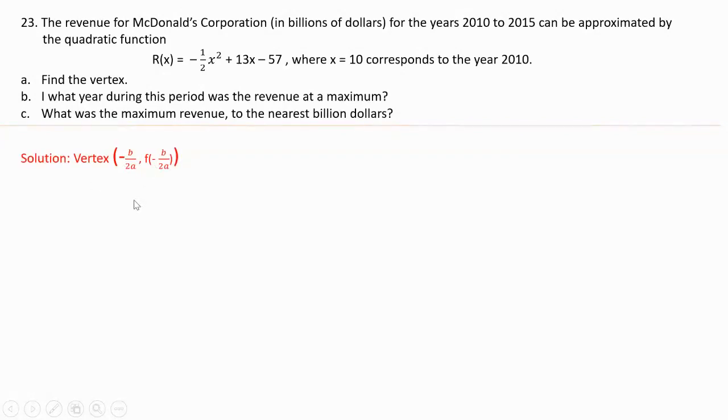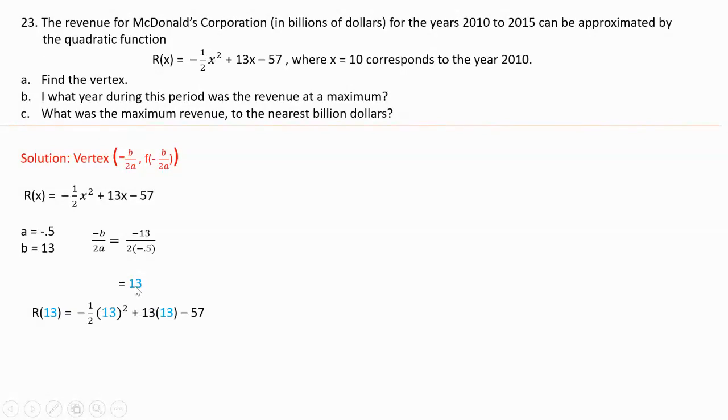So this is the formula for the vertex. My a will be negative 1/2, which is negative 0.5, and my b is 13. So we plug them into the formula, we're going to get negative 13 over 2 times negative 0.5, which will give us negative 13 over negative 1, which will give us positive 13. So that's my x part of the vertex.